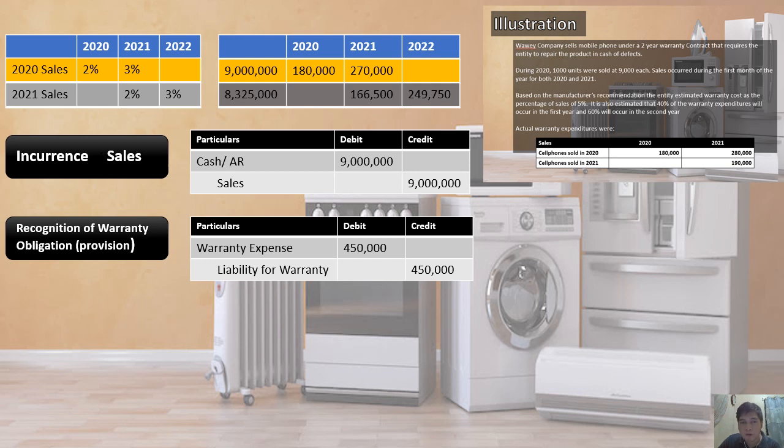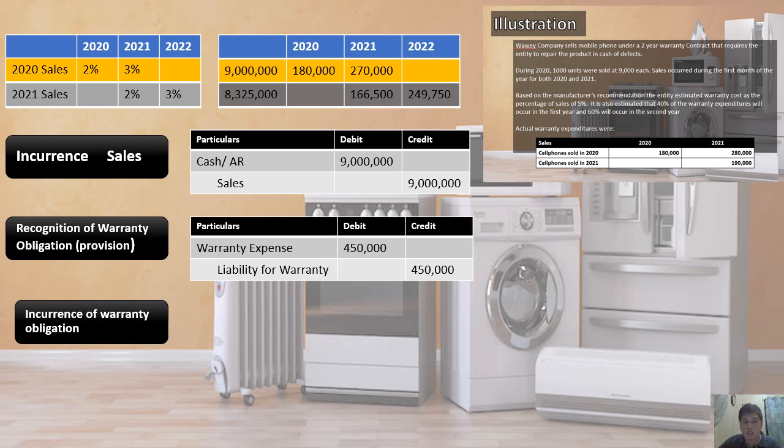So paano nakuha yung 450,000? 9 million times 5%, which is the provisioned amount for the whole warranty related to the sales made during 2020. So next step natin, of course, is the recording of the incurrence of warranty obligation.